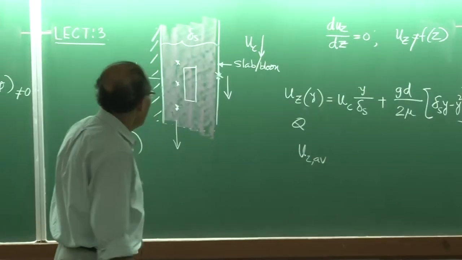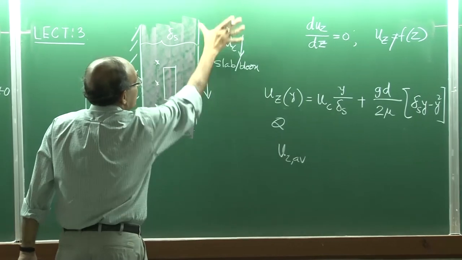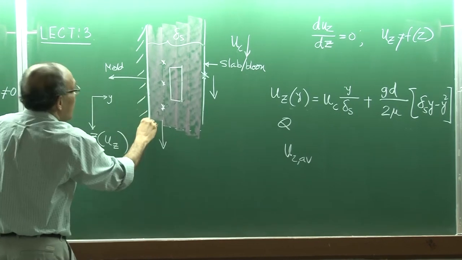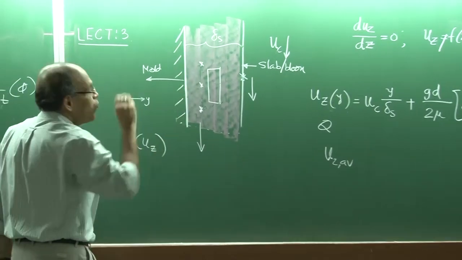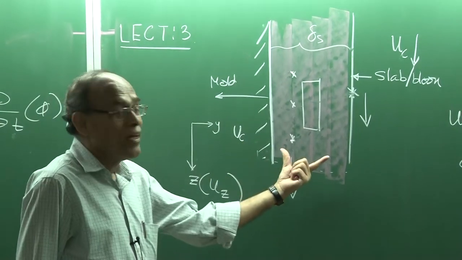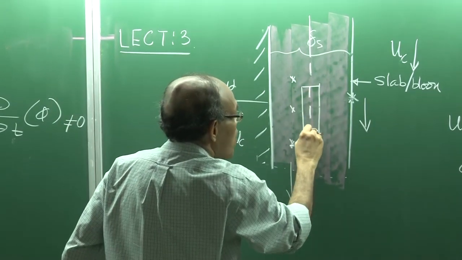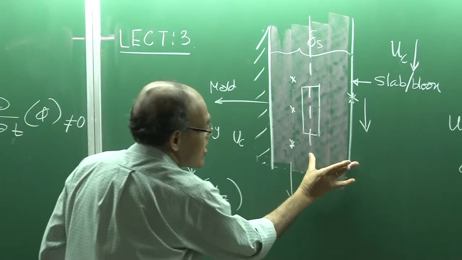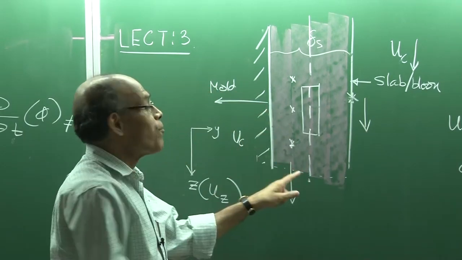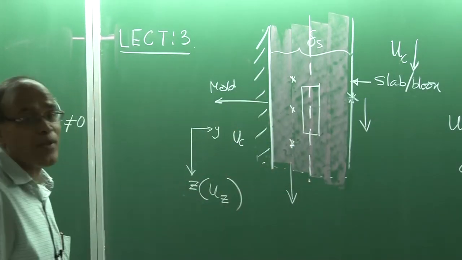Suppose, hypothetically speaking, the slab is moving with a speed of uc, and I also hypothetically make the mold move with uc, the same speed. In that case, the flow in the film is going to be symmetrical about the center line, because whatever is the distance here is the distance here, whatever is the boundary condition on this surface is the same boundary condition on that one. The problem exhibits a symmetry, and there is a line of symmetry even in the case of the Cartesian coordinate.